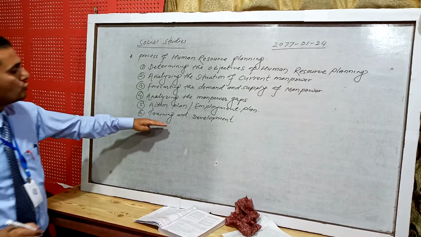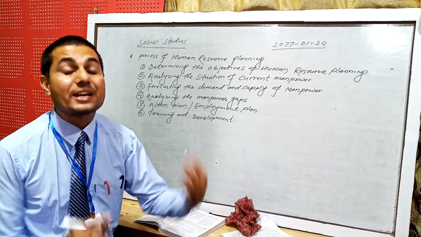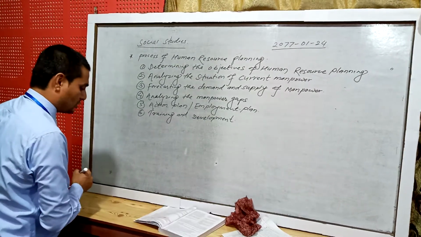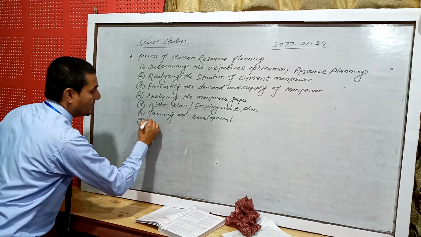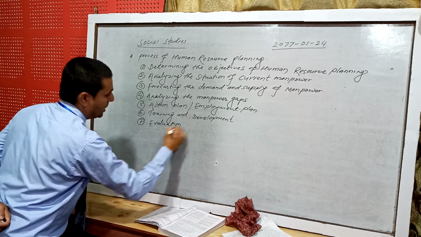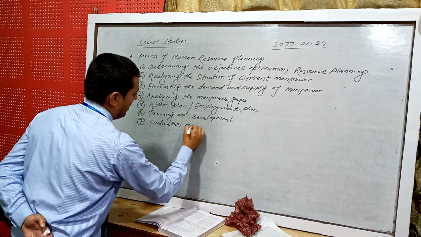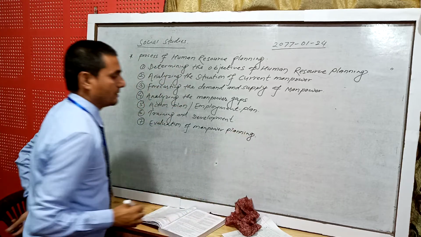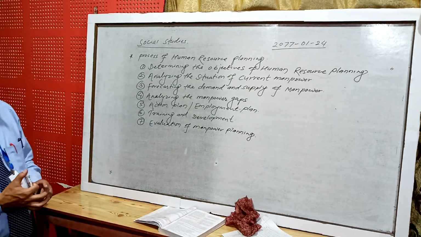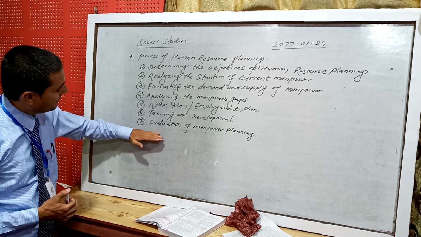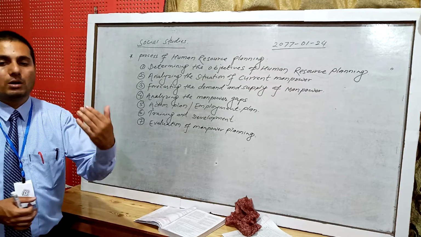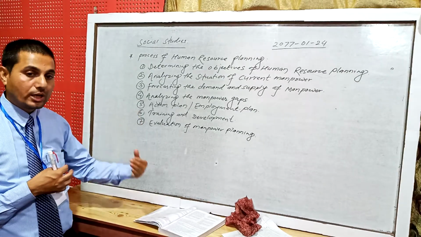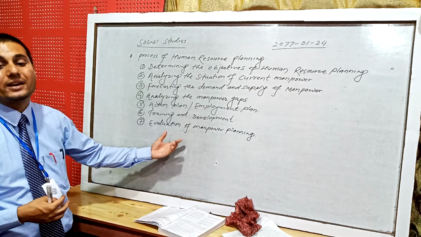after that we need to train and develop the recruited manpower. Training and development. And the next one is finally evaluation of planning. Dear students, we come to the end of the planning. Finally we analyze or evaluate the manpower planning. We ourselves evaluate what types of manpower are planned or recruited, and working there. Now we need to analyze it.